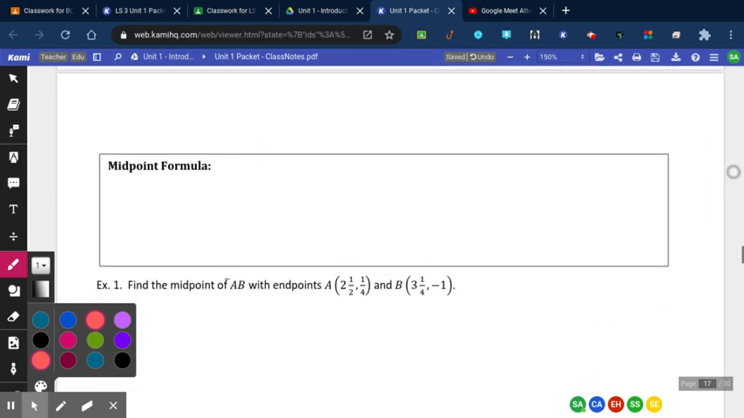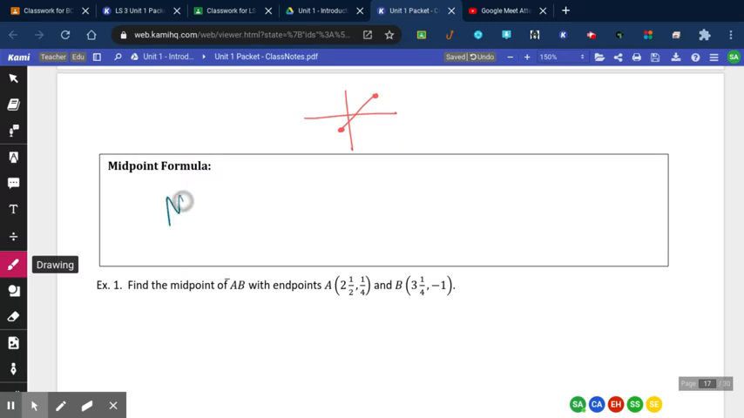Now, sometimes where it gets difficult, maybe I would have a point here and a point here, right? We can't really count along that slanted line. So sometimes we're going to need a formula. Now, the formula for midpoint looks something like this. It's saying M, or the midpoint, equals, and it's actually going to look like a coordinate, okay? So I'm going to take my x1 plus x2 over 2, y1 plus y2 over 2, and I'll explain what all this means in a second.